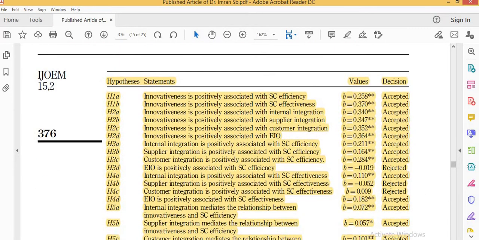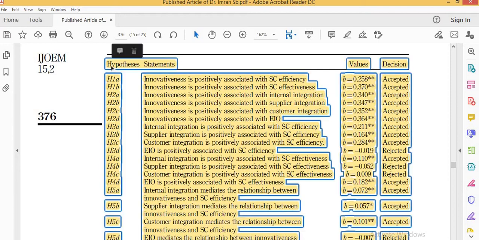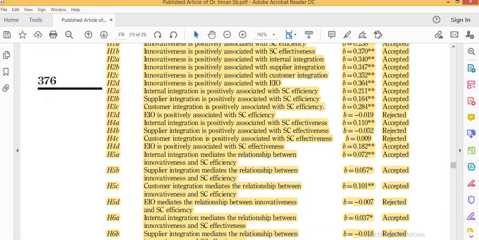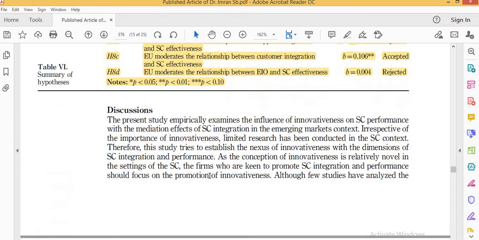So this is the summary of the hypotheses, where the authors explain which of their hypotheses are accepted and which of their hypotheses are rejected. Many hypotheses have been accepted and many hypotheses have been rejected, and at the end in the discussion they have justified why their hypothesis is accepted and what it means, and why their hypothesis is rejected and what it means. They have explained it.